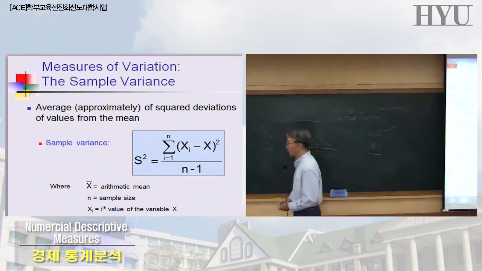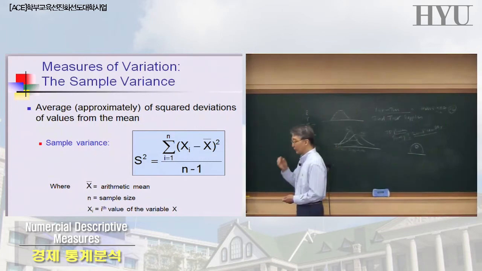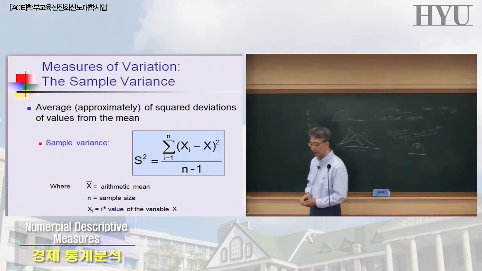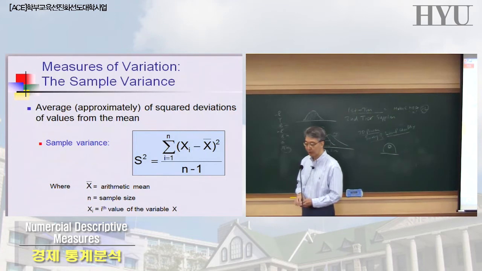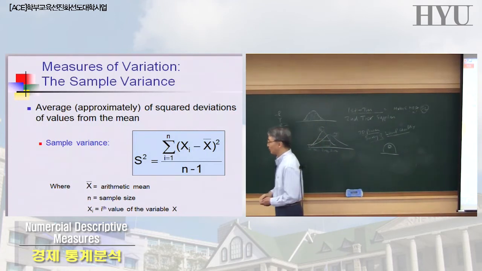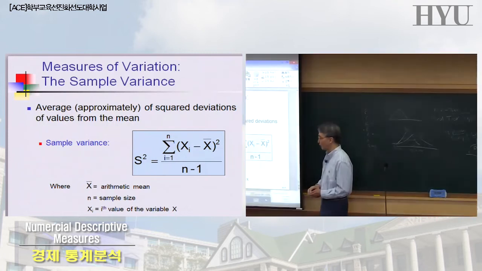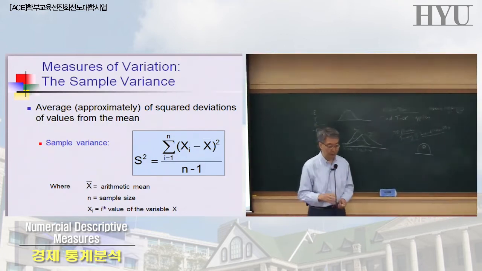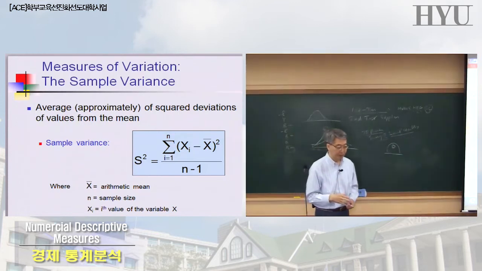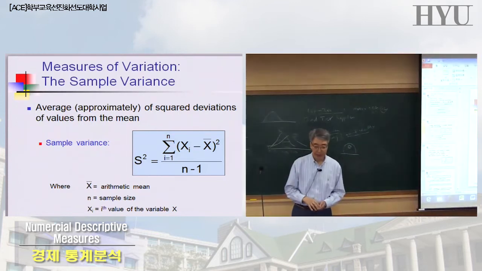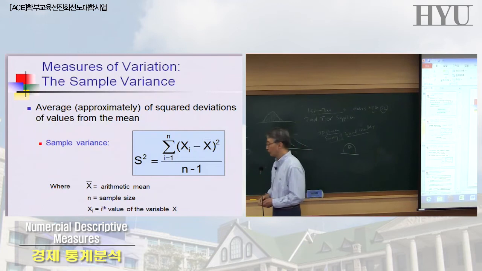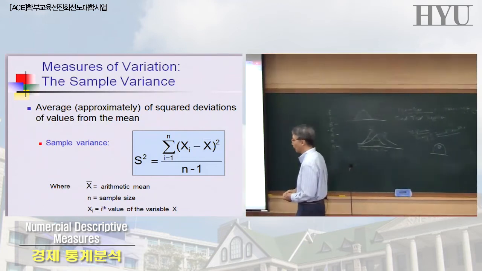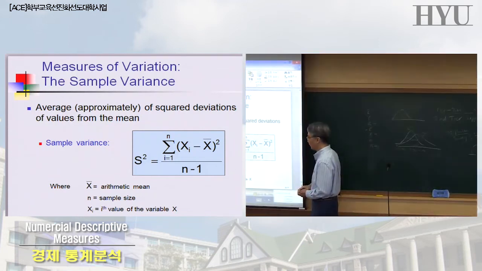Variation or the variance. Variance is the most typical measure of variation. And here specifically we're talking about sample variance. There is sample variance and there is population variance. And well, what's the difference? First of all, this is the formula for sample variance.